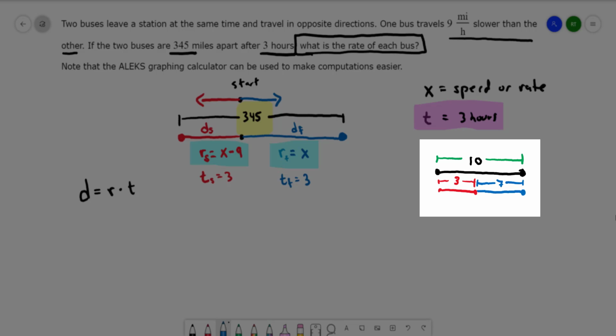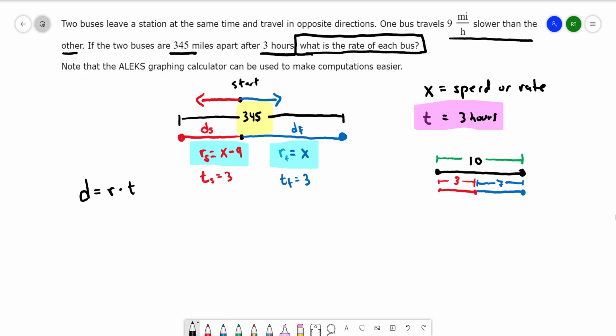How do I know that? Because the sum of the smaller lengths, if I add up the lengths of the two smaller parts, should equal the entire thing. And we're going to use this idea for this problem. In this problem we didn't know the distances, but I do know that the distance of the slower one plus the distance of the faster one is equal to 345, because the whole thing is 345, and the distance of the slower one is represented by d sub s, and the distance of the faster one is represented by d sub f.